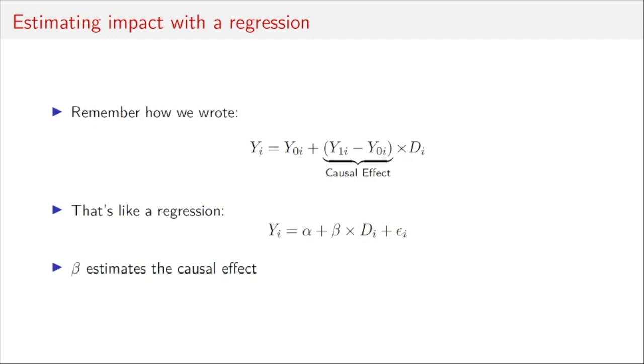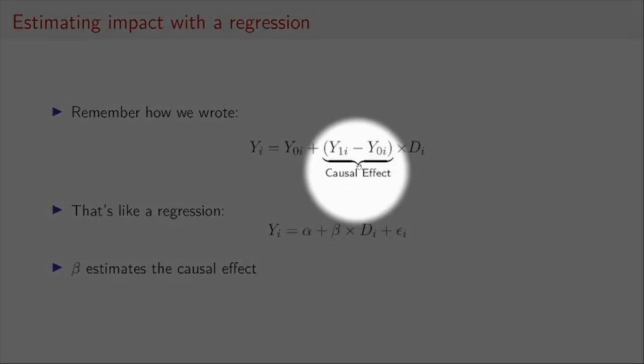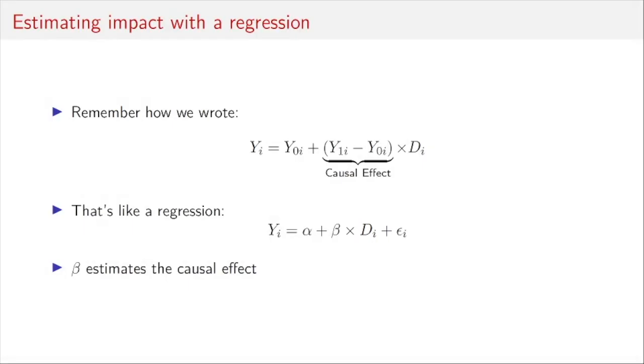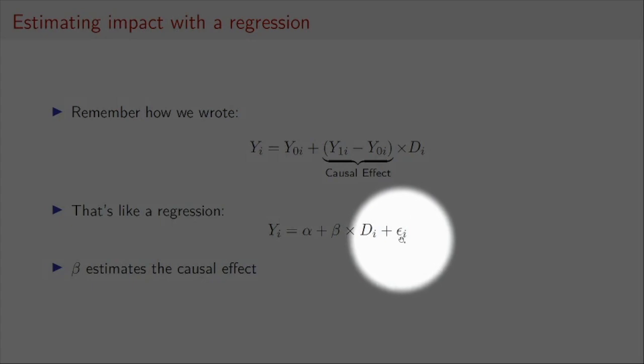How would that work? Remember that we wrote that yi is equal to y0i plus the causal effect times a treatment dummy. Now you should see how this resembles a regression. yi is equal to alpha, a constant, plus beta times the dummy. In this case, beta is the estimate of our causal impact. Naturally, epsilon i is the error.